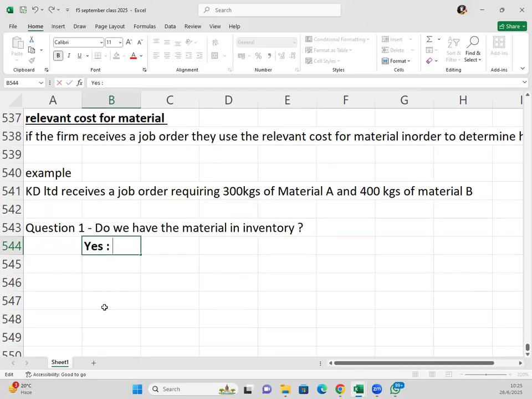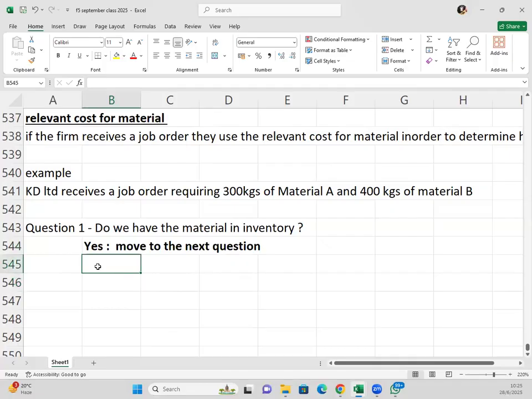If the answer is yes, we have the material in inventory, we move to the next question. But we want to deal with no first. What if the answer is no, we don't have the material in inventory? So what is the relevant cost for these 300 kgs? And the answer is no, we don't have this in inventory.